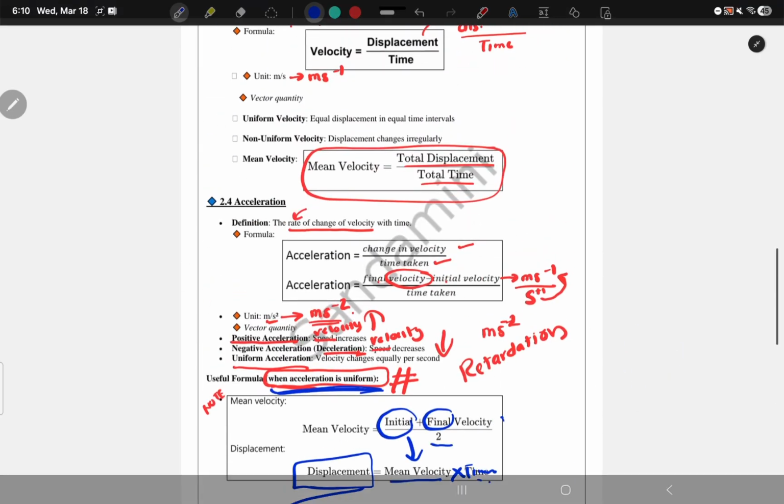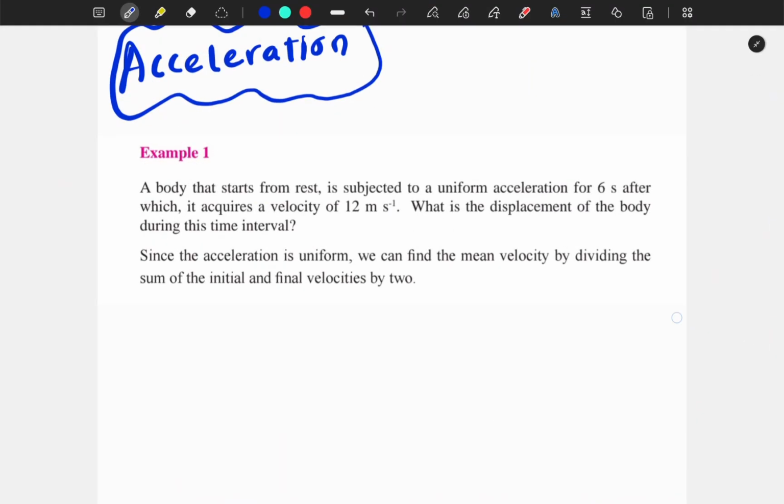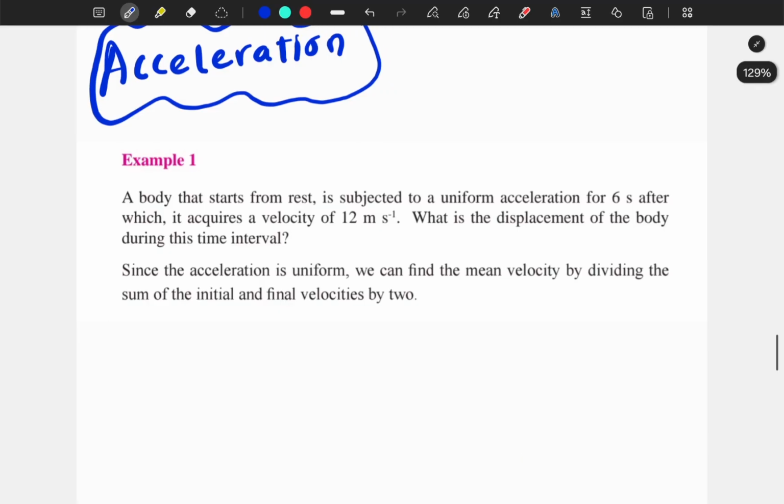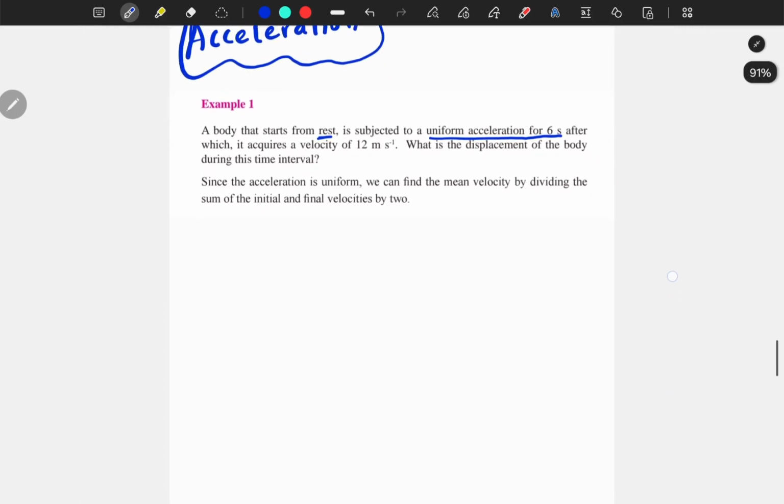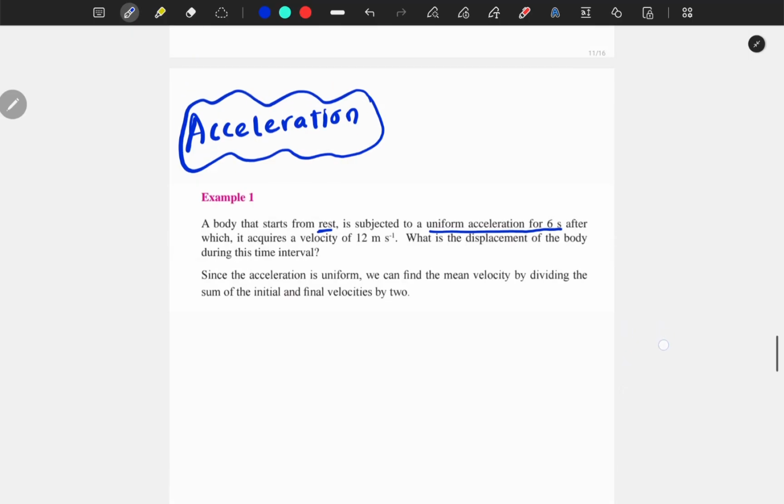Okay, let's move to some questions under the accelerations. So this is also from your textbook. It's telling: a body that starts from rest is subjected to uniform acceleration for 6 seconds, after which it acquires a velocity of 12 meters per second. So it's starting from rest. Then it has uniform acceleration for 6 seconds and acquires 12 meters per second. What is the displacement of the body during this time interval? Since the acceleration is uniform, you can use the mean.